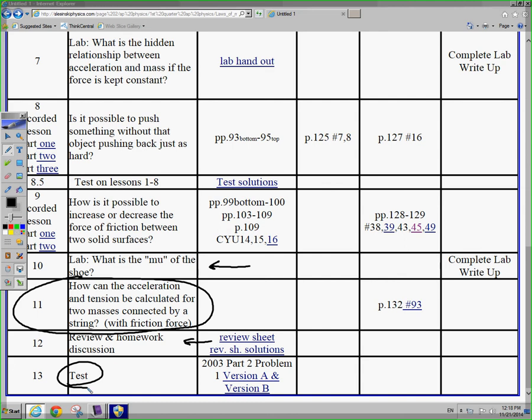Okay. So with that said, folks, we're going to be doing lesson 11 right now. For homework, of course, you have lesson 11 homework, which is this problem over here, page 132, number 93. If you have trouble with it, folks, notice it's linked. You click on it, you can hear a solution there.